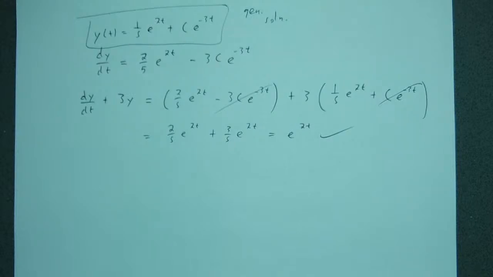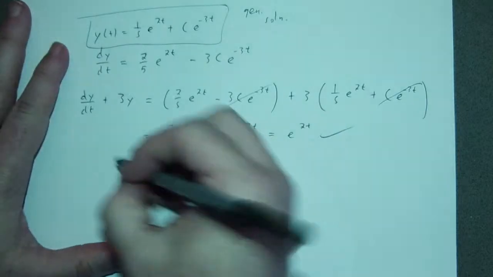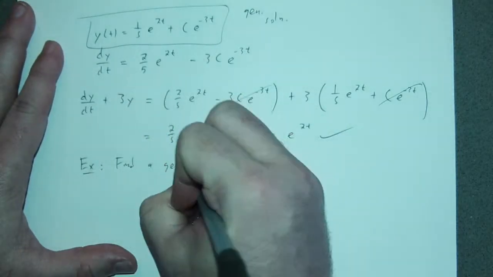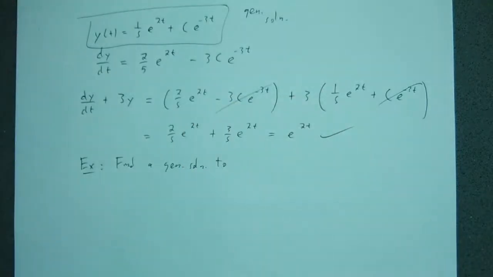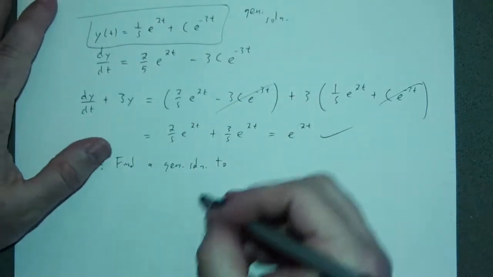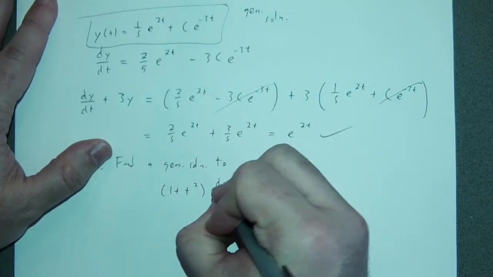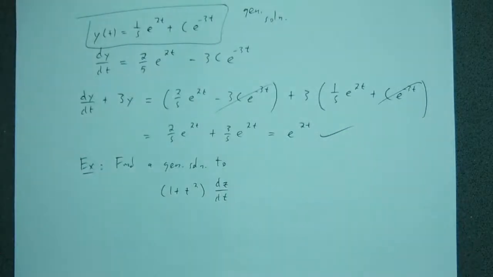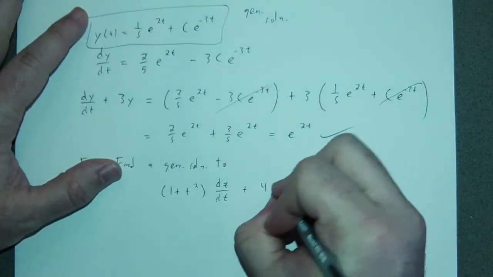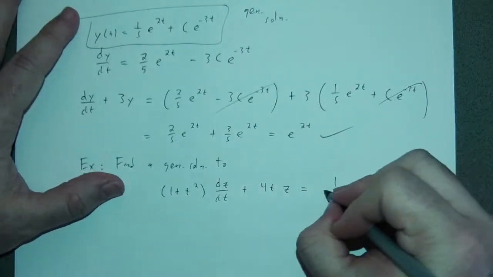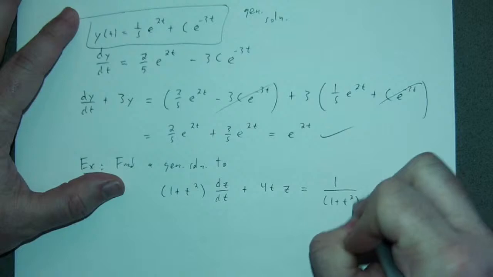Okay, let's do more examples. So here's another example. Find a general solution to the equation 1 plus t squared dz dt plus 4tz is equal to 1 over 1 plus t squared squared.